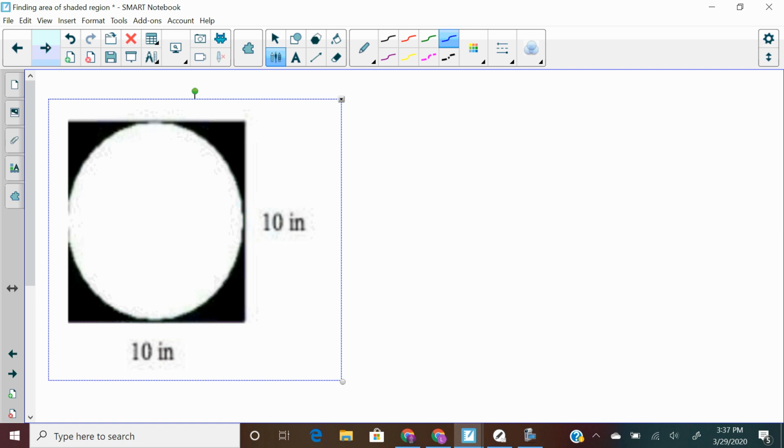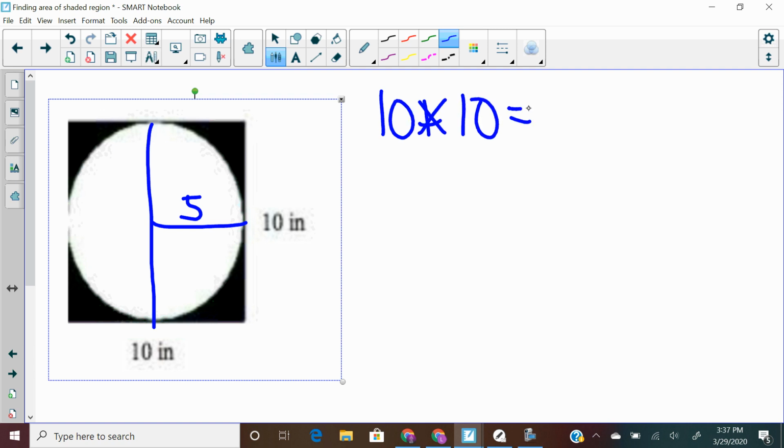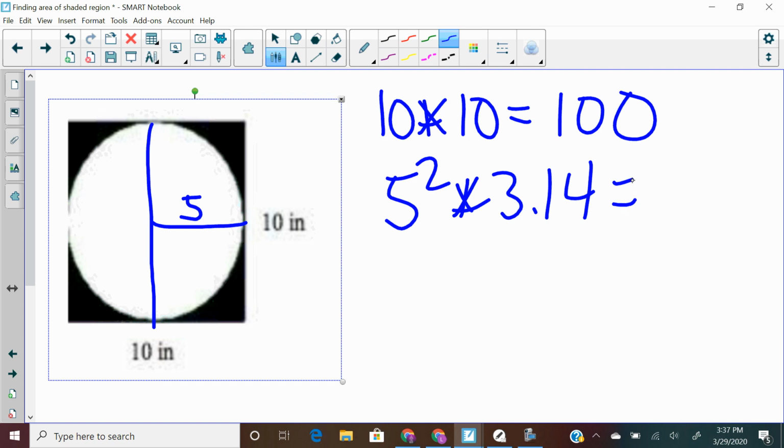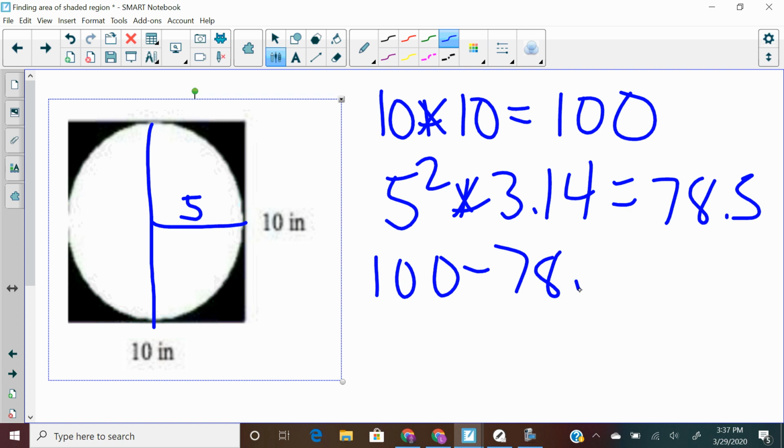Okay, this next example is a square with a circle inside. We did a similar example like this earlier. We have 10 as our diameter, so 5 is our radius. So we do 10 times 10, or 100 for the outside. And then we do 5 squared times 3.14, which is 78.5. So I get 100 minus 78.5, which is 21.5 inches squared.